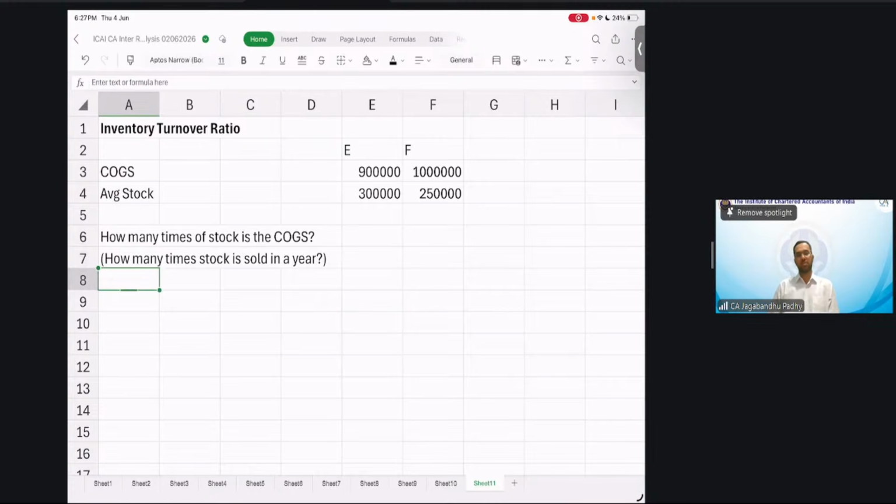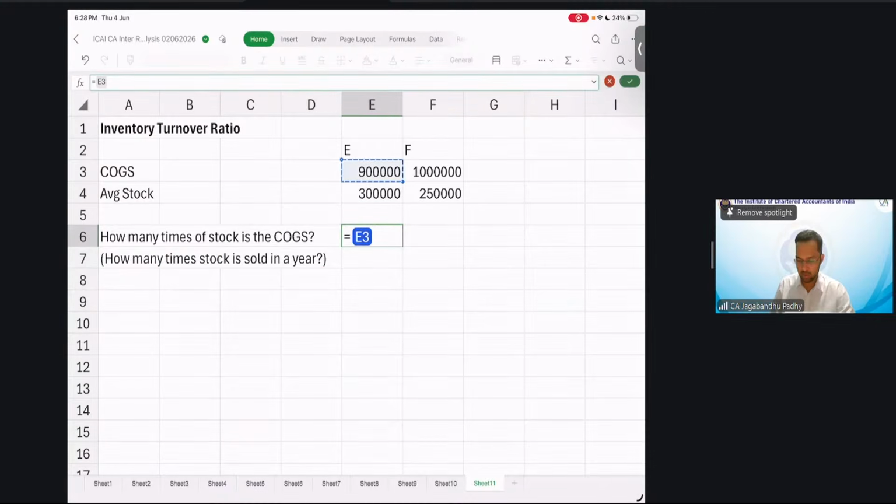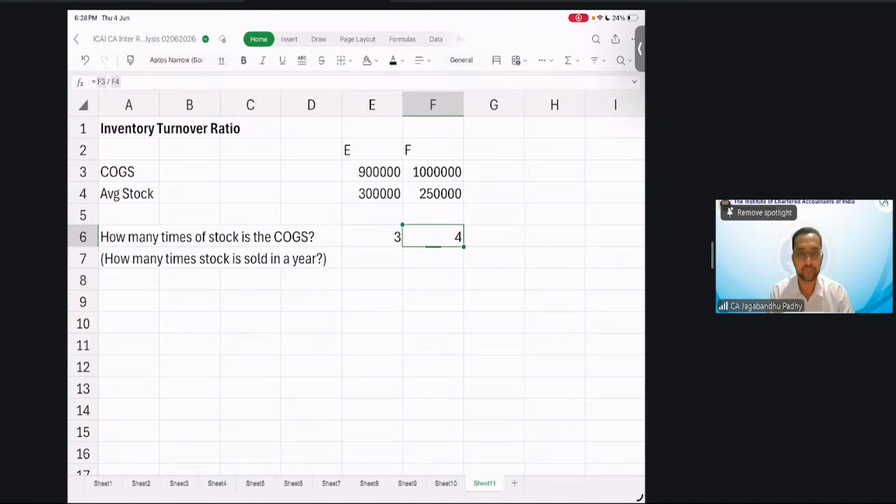How many times is stock sold in a year? So what is the number of times in which a stock is sold? We can say it is 9 lakh divided by 3 lakh. It is 3 times and 4 times. Right? So in case of company E, we are able to sell the stock 3 times, and in case of company F, we are able to sell the stock 4 times in a year.